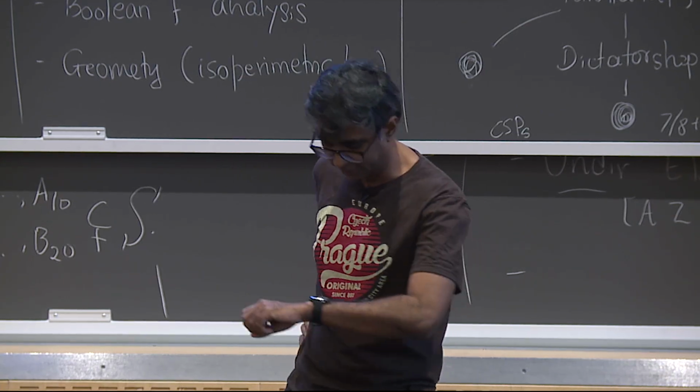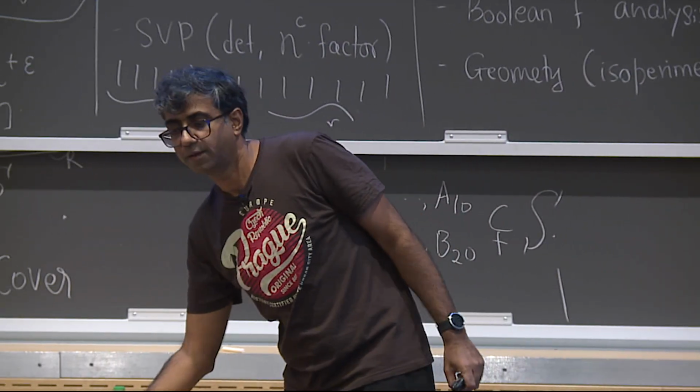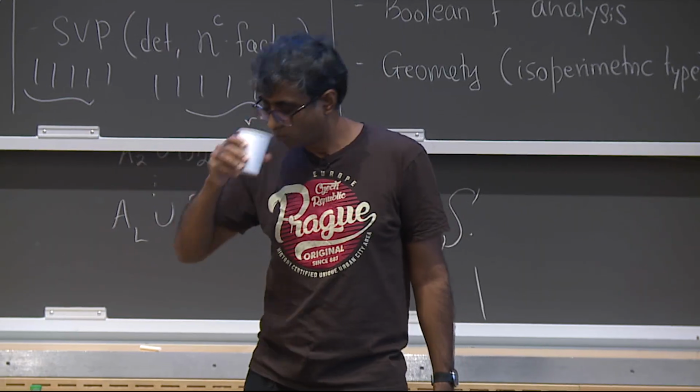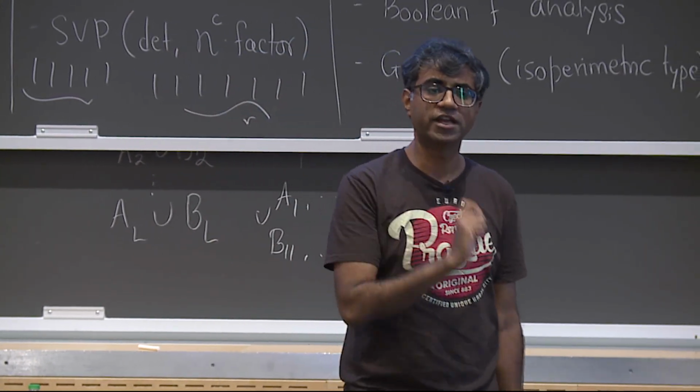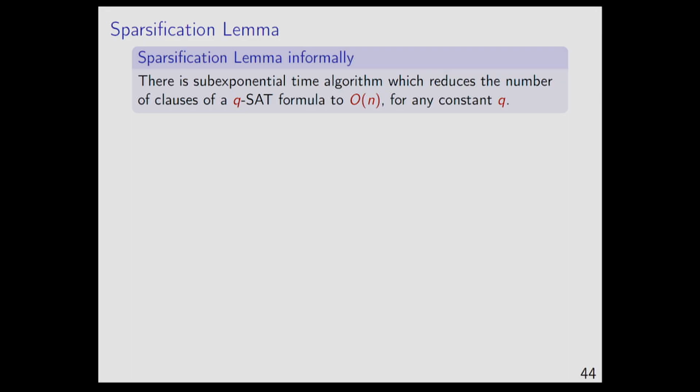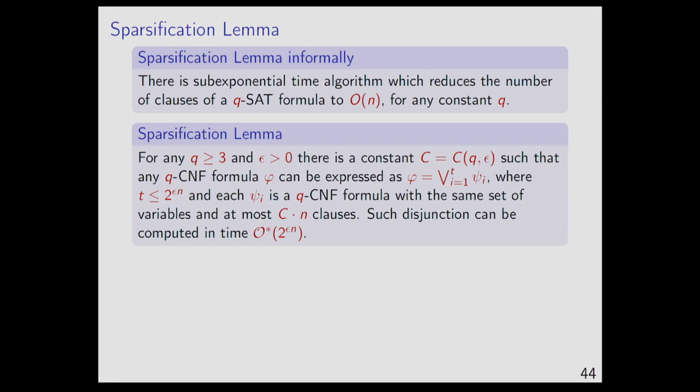Okay, so what is the sparsification lemma? Informally, it says that there is a sub-exponential algorithm which reduces the number of clauses of a q-SAT formula to big O of n for any constant q. Actually, it is slightly different. For any q greater than or equal to 3, there is a constant that depends on the size of the clause and the epsilon, and it produces basically 2 to the power epsilon n many formulas, where each formula has a linear number of clauses, and one is satisfiable if and only if one of these tiny formulas is satisfiable.